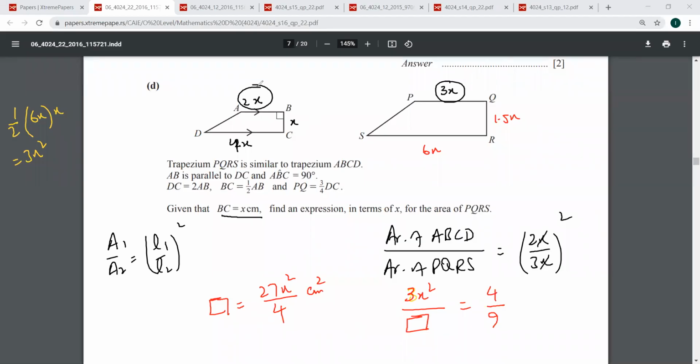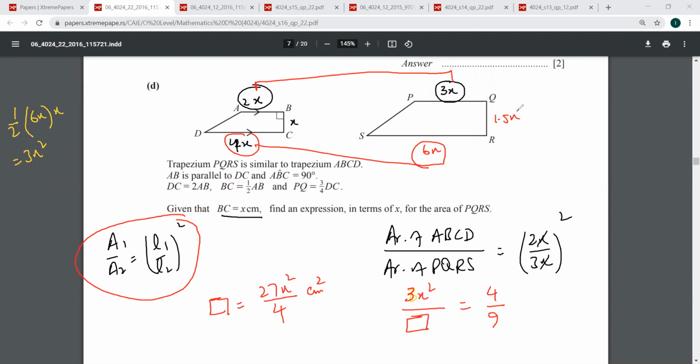We have another suggestion here. Now, our student is saying that if this is 2x and this is 3x, then rather than using this relation over here, we could have said, okay, this is 2x, this is 3x. If this is 4x, this can be 6x. And if this is x, it's going to be 1.5x. And then you use the formula here, half into sum of parallel sides into the height, and you still get the same answer. That is 27 over 4x squared. Okay, so good. That is how you can do the same question in two different ways.